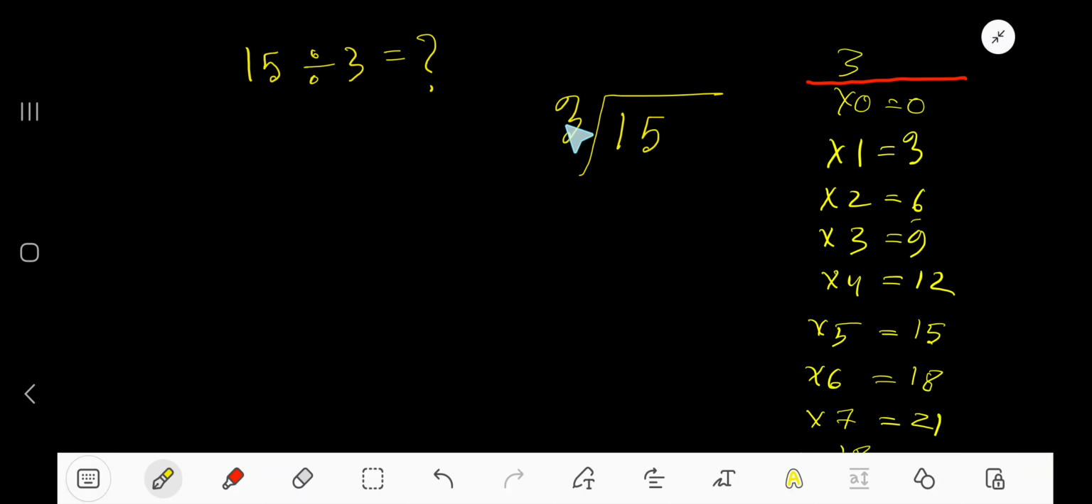15 divided by 3. Here 3 is a divisor, so we need the multiplication table of 3. 3 times 0 is 0, 3 times 1 is 3, 3 times 2 is 6, 3 times 3 is 9, 3 times 4 is 12, 3 times 5 is 15, 3 times 6 is 18, 3 times 7 is 21.